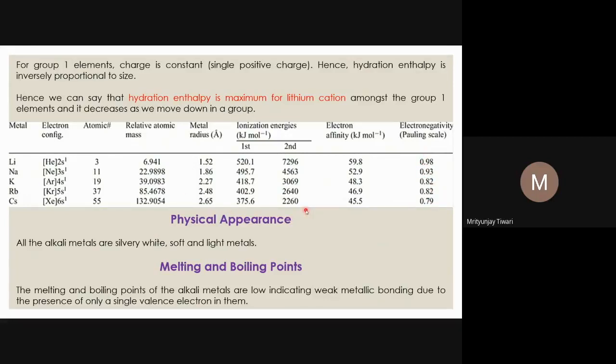Now looking at the physical appearance, we have seen that all the alkaline earth metals and alkali metals are silvery white and soft. Usually the alkali metals are softer than alkaline earth metals. So these alkali metals are silvery white, soft, and light metals. Why are they light metals? Because their density is less, and this is what we saw in our last class. The density is less because their atomic radius is highest in that particular period.